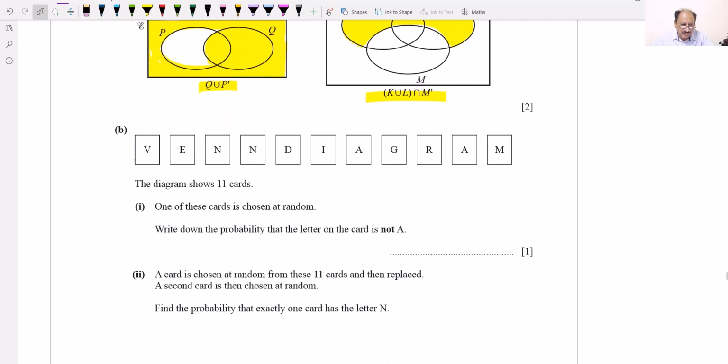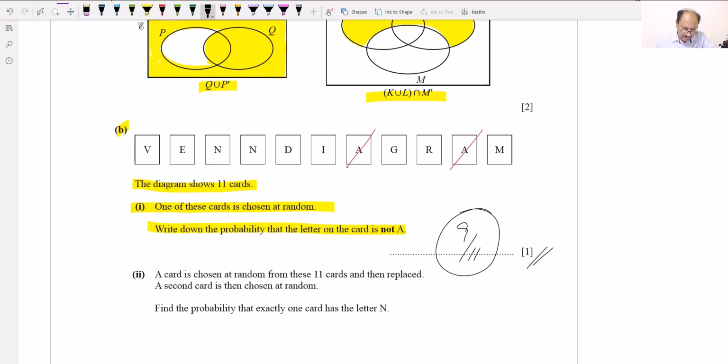So B part says the diagram shows 11 cards. One of these cards is chosen at random. Write down the probability that the letter on the card is not A. Not A, we will be cancelling A and A. So remaining are 1, 2, 3, 4, 5, 6, 7, and 9. So we can write it as 9 over 11. So total is 11. So 9 by 11 will be the probability for this one. This is 1 mark question.